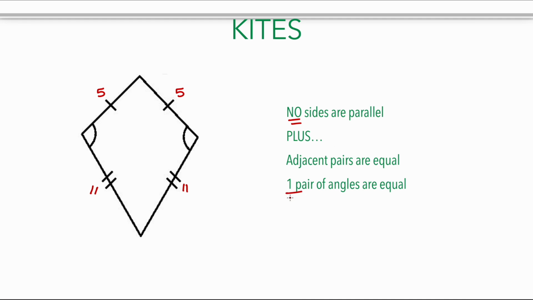And they have one pair of angles equal. So if this is 100 degrees, then this pair is 100 degrees. Only this pair are equal. The opposite pairs are not going to be equal.